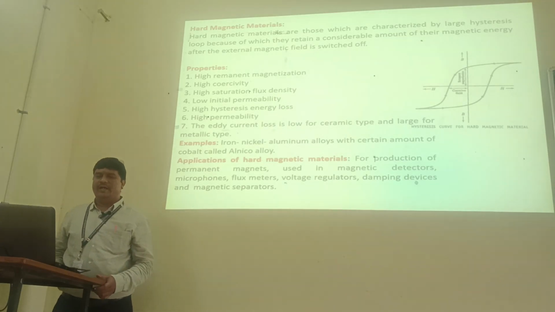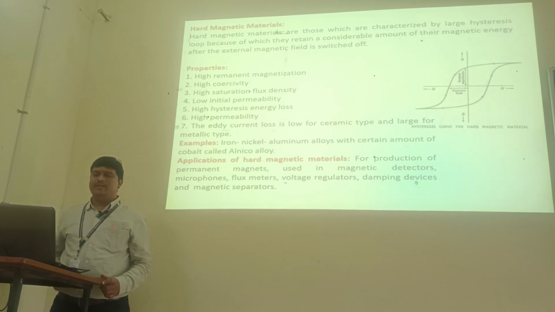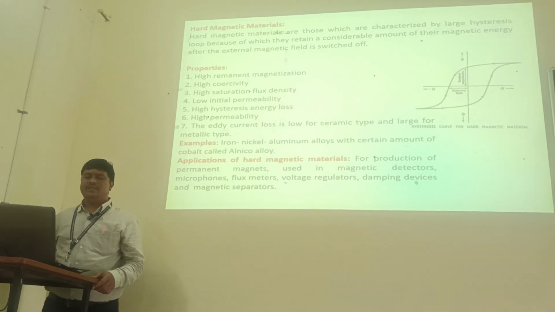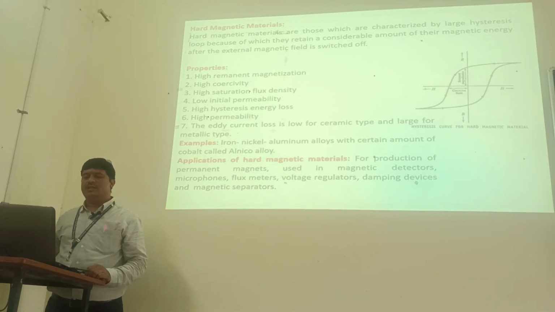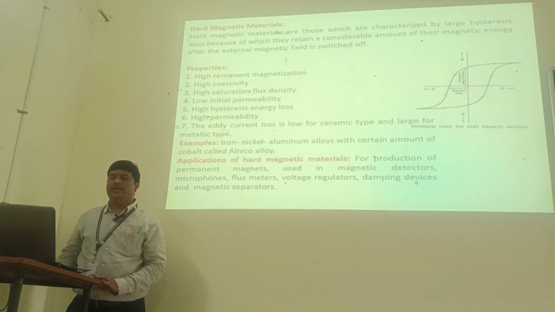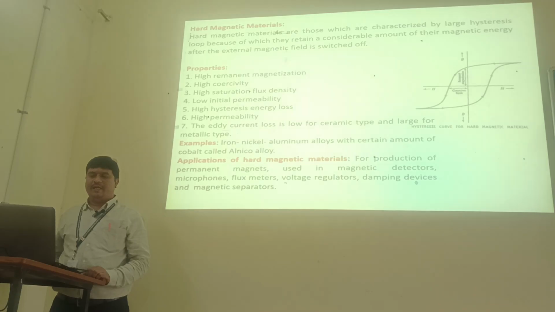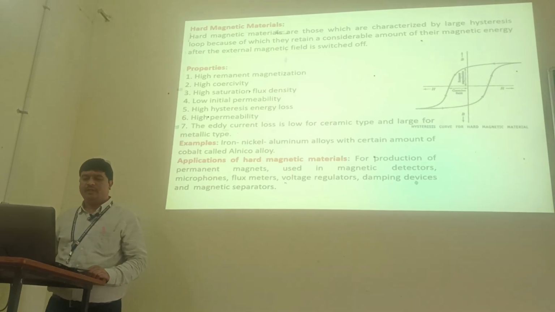Properties: high retentivity, high coercivity, high saturation flux density, low initial permeability. Next, high hysteresis energy loss, and low permeability. The eddy current loss is low for ceramic type and large for metallic type. An example: iron, nickel, aluminum alloys with a certain amount of cobalt, called alnico alloys.